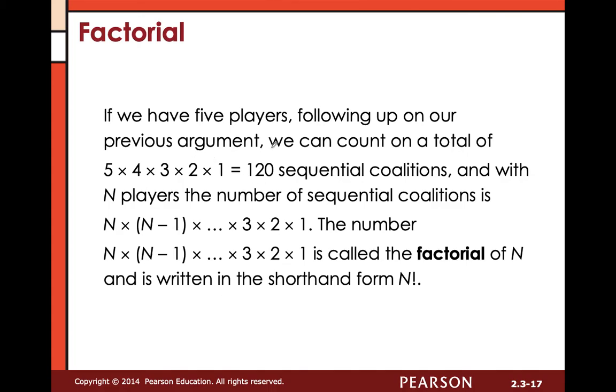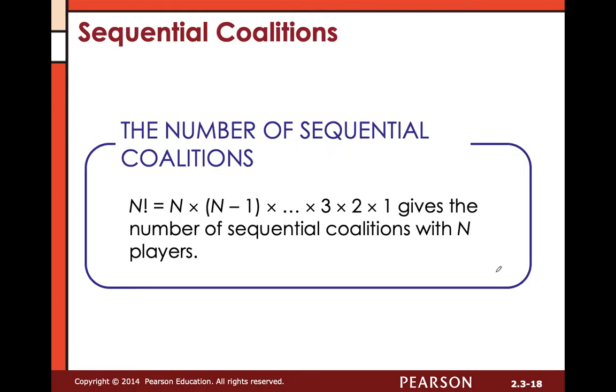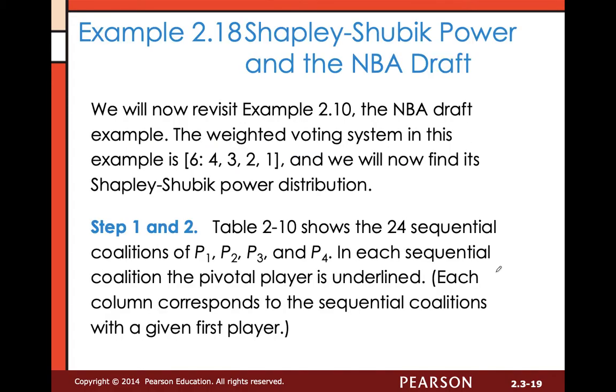So if we have 5 players, following up on our previous argument, we can now count a total of 5 multiplied by 4 by 3 by 2 by 1, which is 120 sequential coalitions. And with n players, the number of sequential coalitions is always going to be given by n multiplied by n minus 1 all the way down to 3 times 2 times 1, which is called the factorial of n, and is written in shorthand form n factorial. All right, so that's going to give us our number of sequential coalitions.